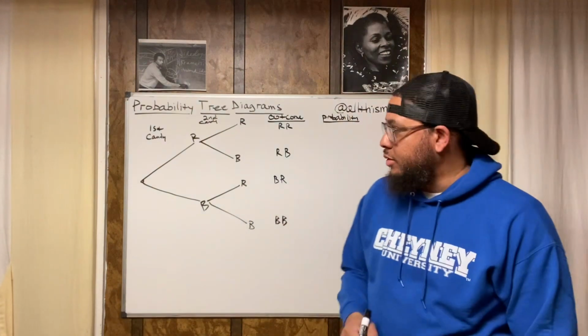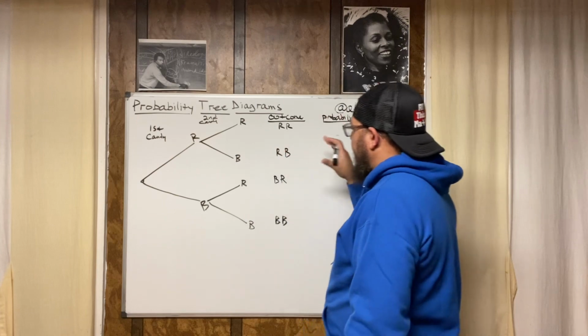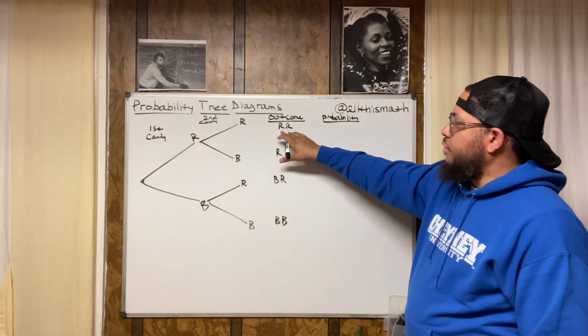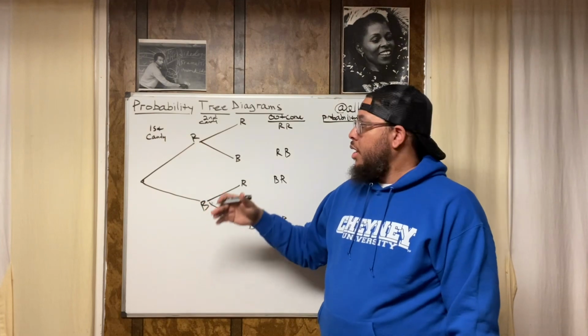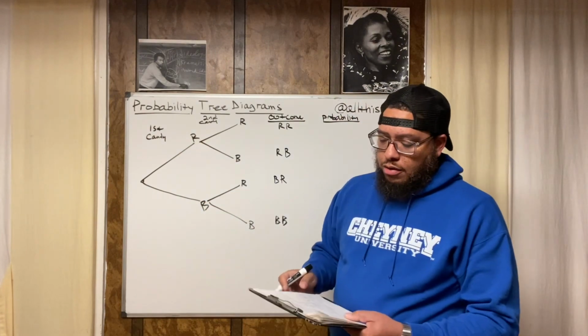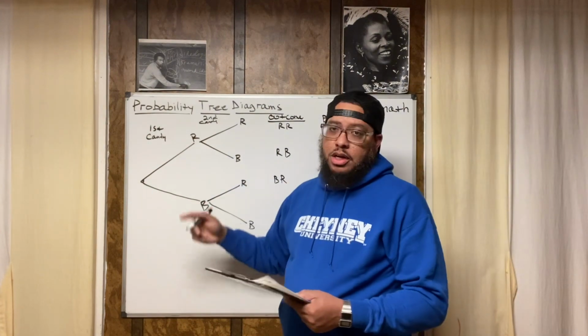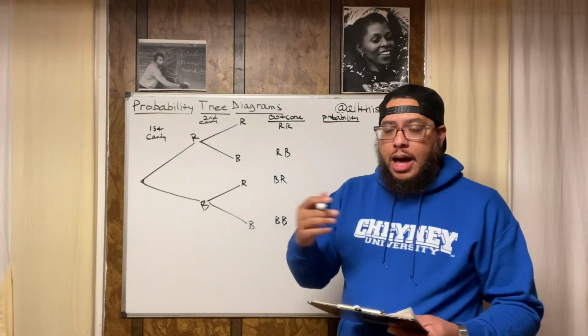All right, so watch what happens. So this outcome is pulling a red candy and a red candy. But before we even do the probability of the scenario, let's go back and do the individual probabilities of each thing. All right, so the individual probability of, let's say, just pulling a red candy. What's the individual probability of pulling a red candy? How do we figure that out?